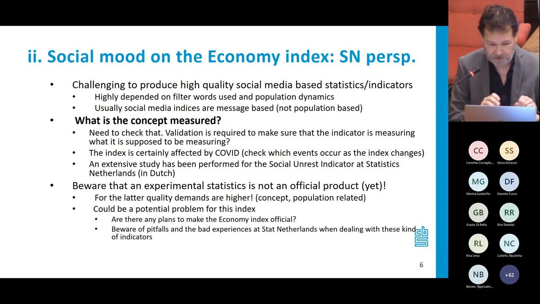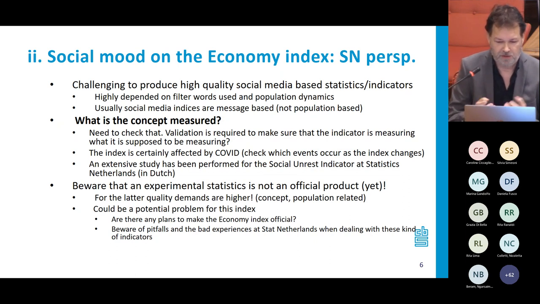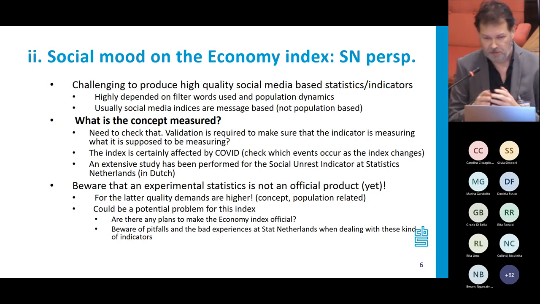But the principal question here, and that's the question we investigated for the social unrest indicator, is what are we actually measuring? You start with the idea of, in this case, measuring social mood and economy. You do clustering, you do a selection based on words, you adjust the findings you have, and then you come up with a very nice pattern that's shown in the paper. You can see from that pattern that it's affected by COVID and after COVID, there are some things going on. Is that related to the economy or is that related to something else?